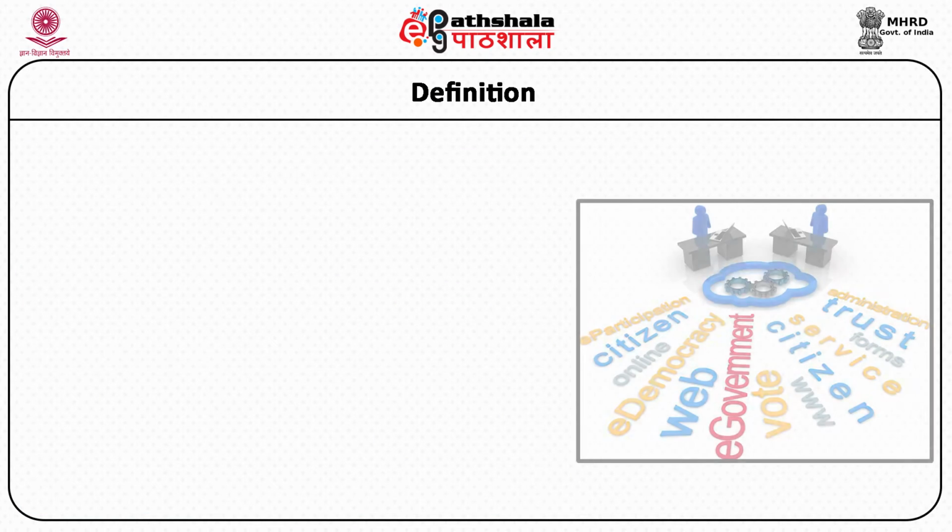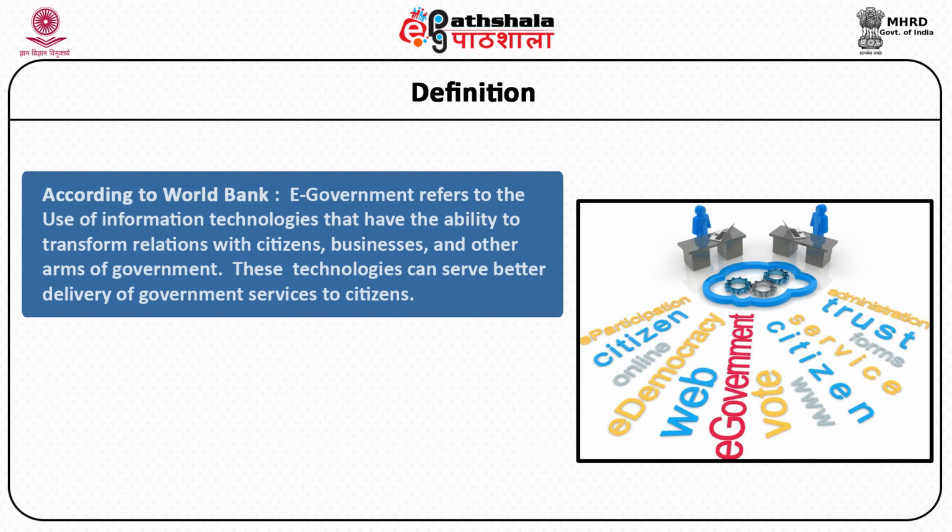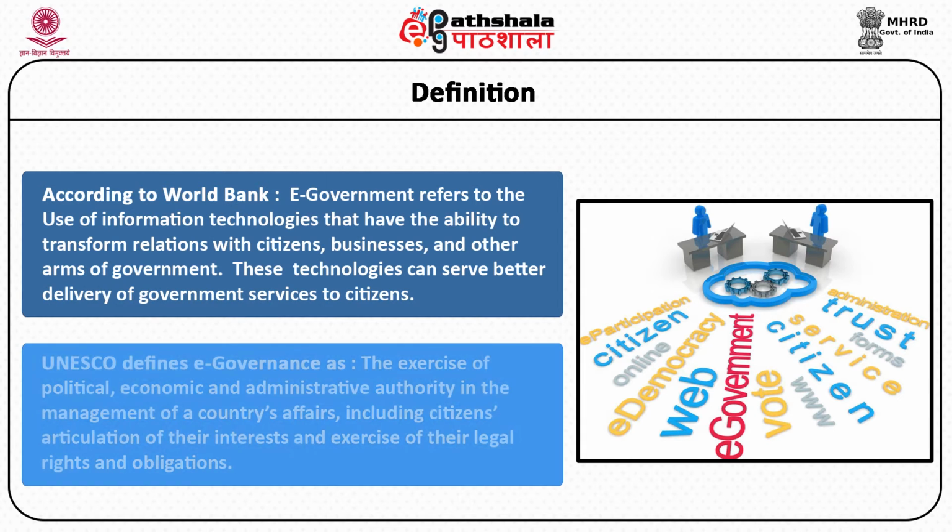According to the World Bank, e-governance refers to the use of information technologies that have the ability to transform relations between the citizens, businessmen, and other arms of the government. These technologies help in providing better delivery of services to the citizens of a country. Let us see another definition of e-governance. UNESCO defines e-governance as the exercise of political, economic, and administrative authority in the management of a country's affairs, including citizens' articulation of their interests and exercise of their legal rights and obligations.